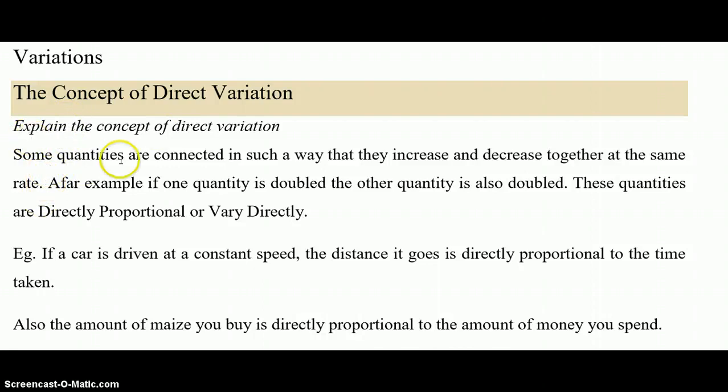Tuangalie. We say that some quantities are connected in such a way that they increase and decrease together at the same rate. As far as if one quantity is doubled, the other quantity is also doubled. These quantities are directly proportional or vary directly. Concept yetu ni nini hapa? Kwamba tunapozungumzia variation ni quantities ambazo zinakuwa connected together, then zinakuwa zina vary at the same time.